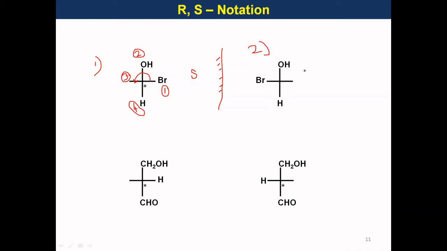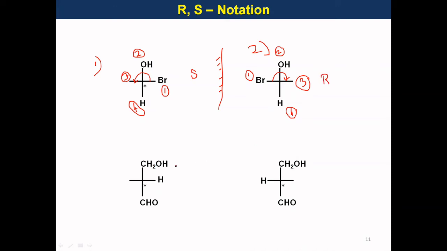Let us check once. Bromine is number 1, OH is number 2, CH3 is given third priority and the fourth priority is for hydrogen. The rotation is from 1 to 2 to 3. It is clockwise and the fourth priority is in the vertical line, so we take it as such. So it is an R isomer.